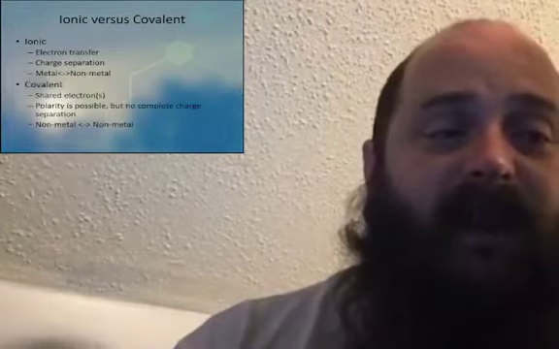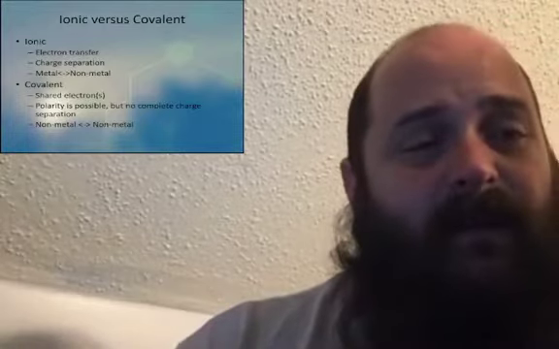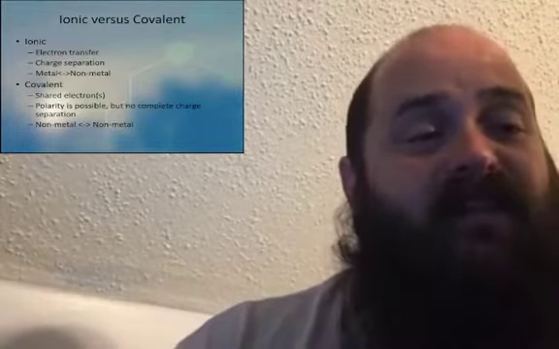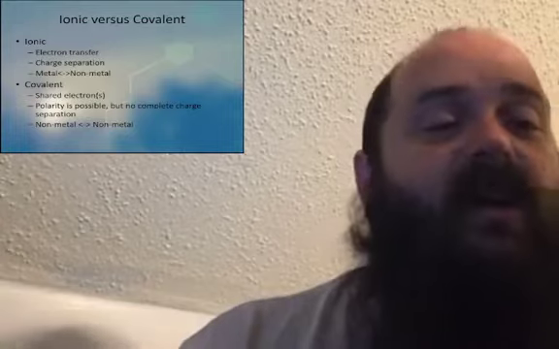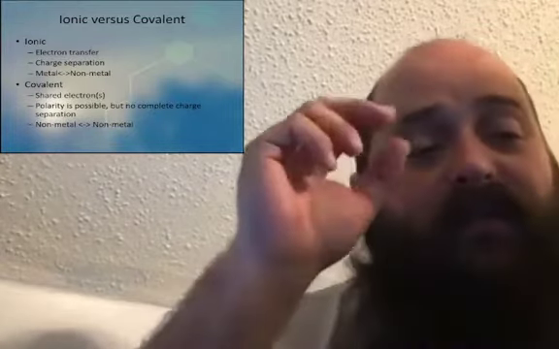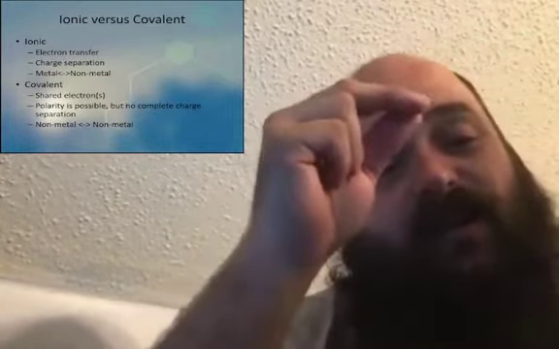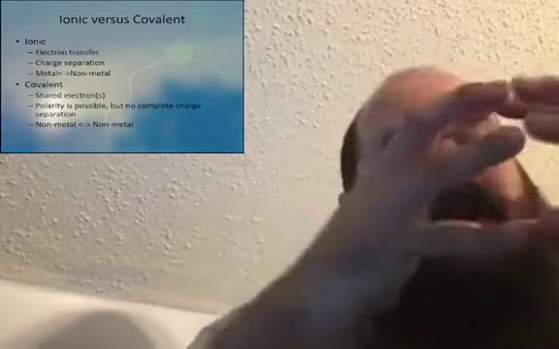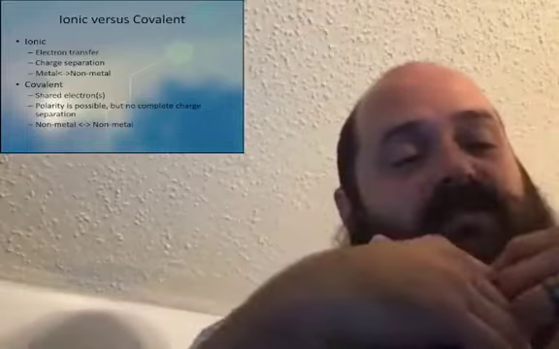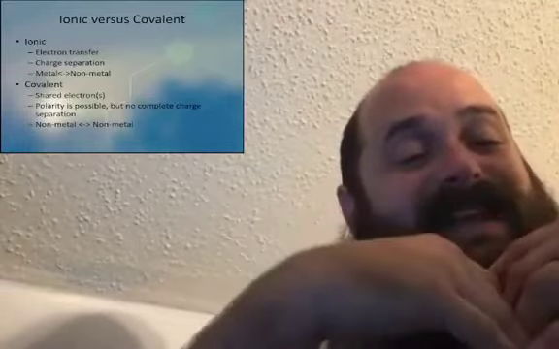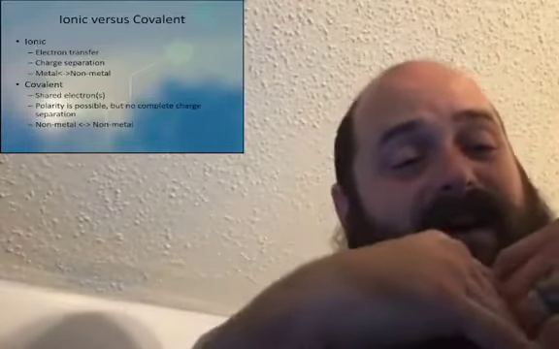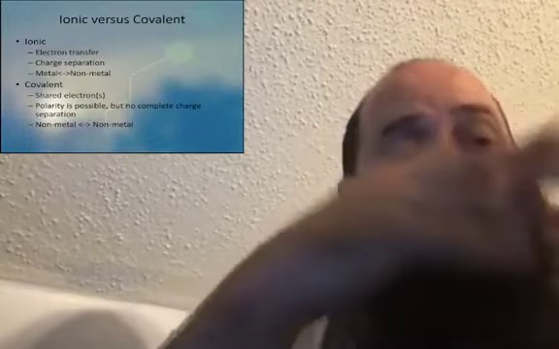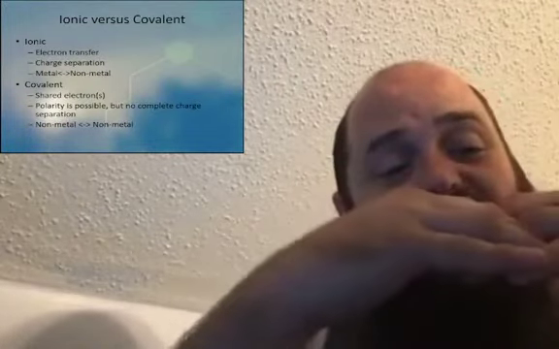If you have covalent, co meaning together, valent meaning the valence electrons, what you're talking about there is both atoms have an electron that they share in between their two valence shells. So this electron is technically on both atoms at the same time. In this, there's a sharing of that electron.